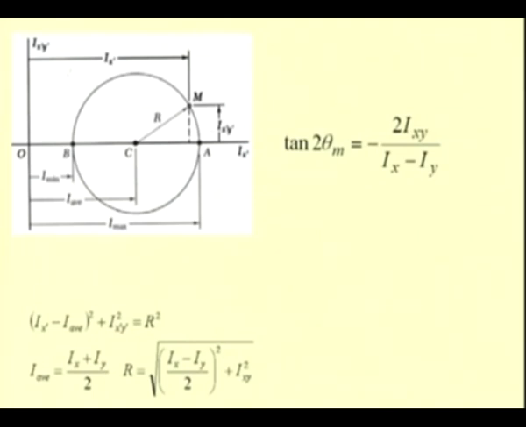So, let us say for a particular axis M corresponds to the point Ix prime, Ix prime y prime, and for this point, if we take this angle as 2 theta m, we will see later why we are taking this as 2 theta m, then tan of this angle is nothing but Ix prime y prime divided by this distance, which, from the geometry, knowing these values of I average and R, can be found to be equal to Ix minus Iy by 2.